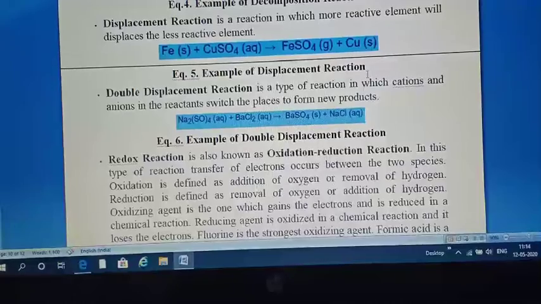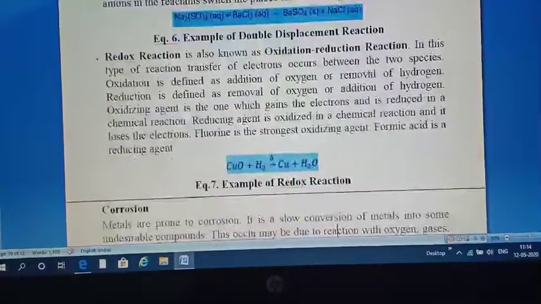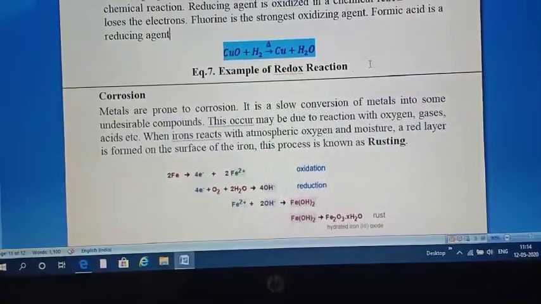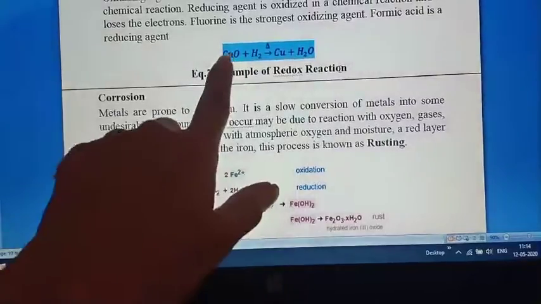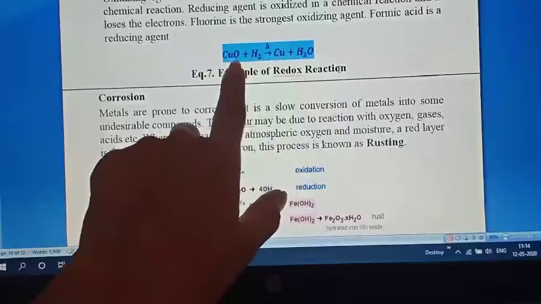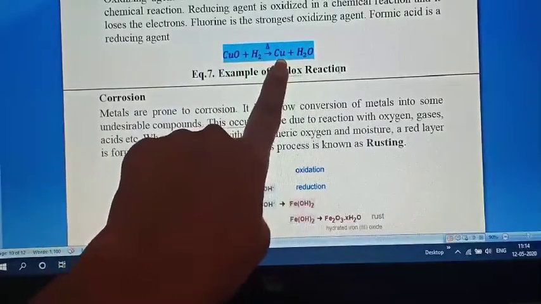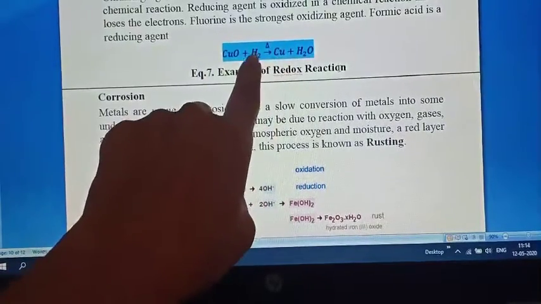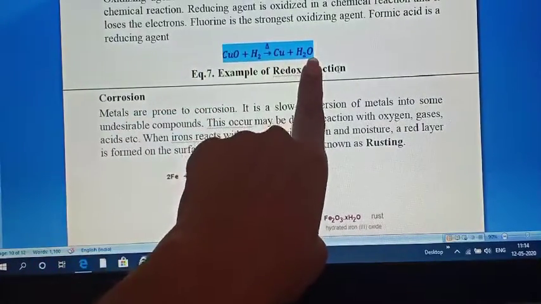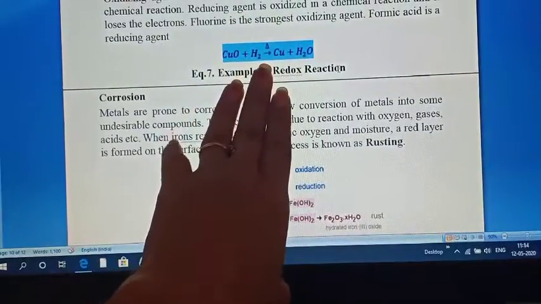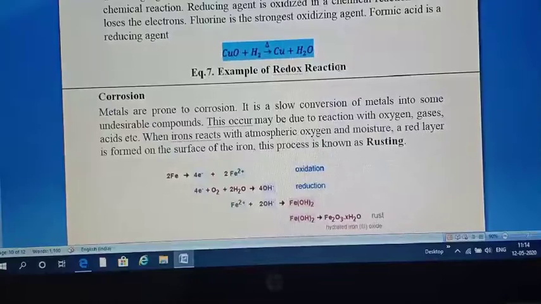Now the next one is the redox reaction, which I already explained: the process in which both oxidation as well as reduction occur, we consider a redox process. Here you can see CuO is converted into Cu. Here the oxygen is removed, so we consider this a reduction process, whereas in the hydrogen the oxygen is added, so we consider it an oxidation reaction. So in this equation both reactions occur, that's why we consider this process a redox process.